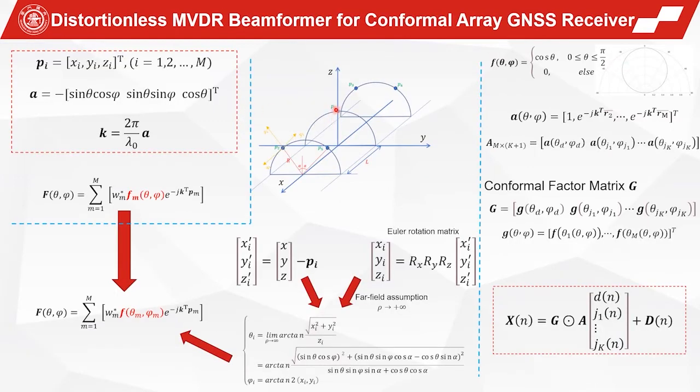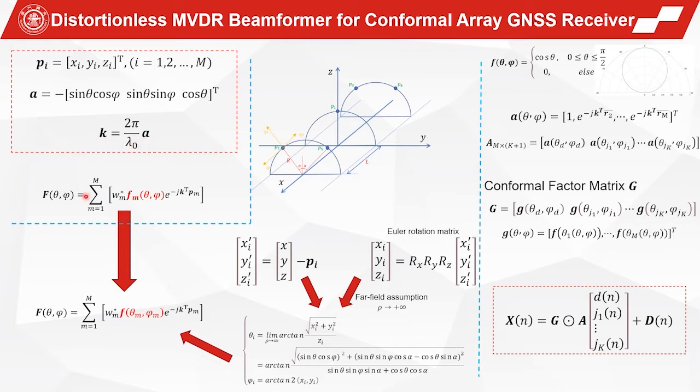Here, a more general conformal array model containing M elements is considered. In the global coordinate system, the position of each element is p_i. For this array, first we examine the synthesis of its array response pattern. Considering that a far-field narrowband plane wave with a propagation direction of (θ, φ) and wavelength of λ0 impinges on the array, the corresponding wave vector is k.